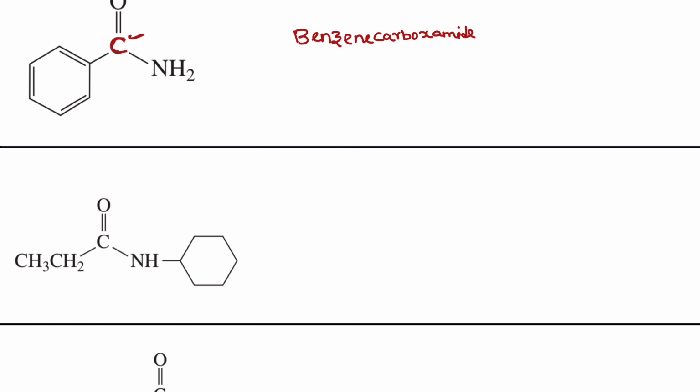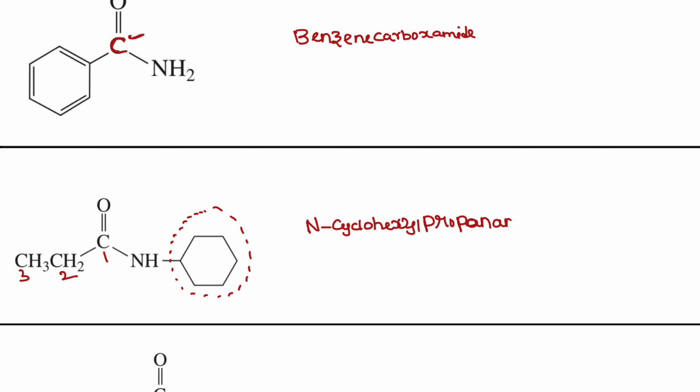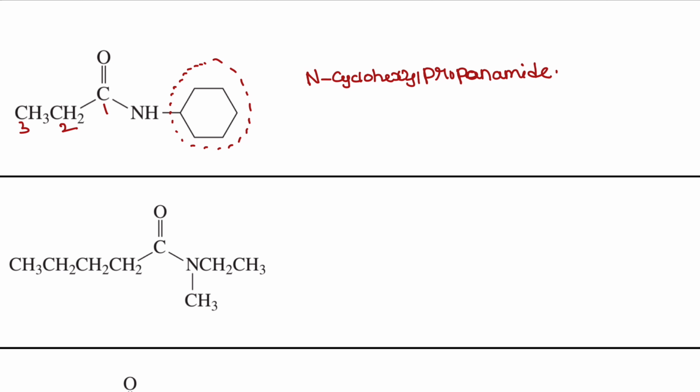And it is a secondary amide, first carbon, second carbon, third carbon, and here this group is cyclohexyl, but that is attached to nitrogen, not the carbon chain. N-cyclohexyl, root word propanamide, secondary amide, that is basically.